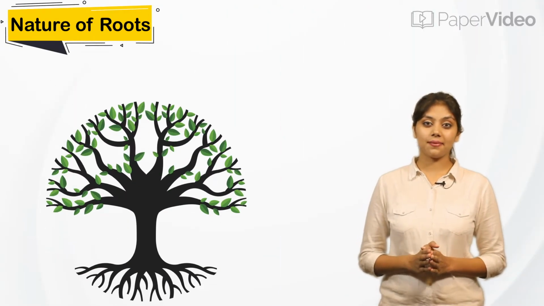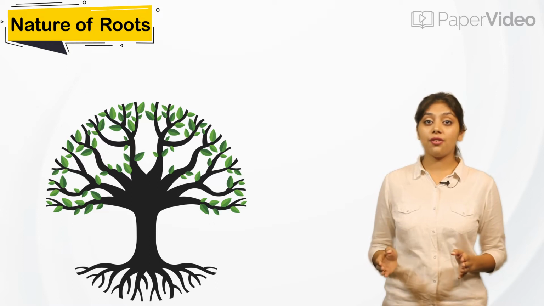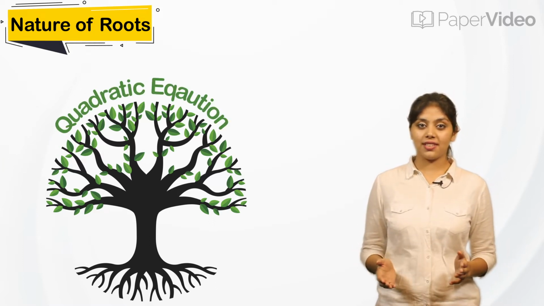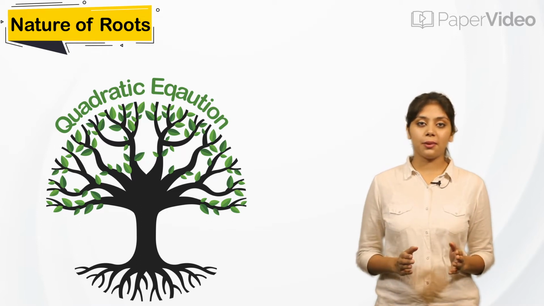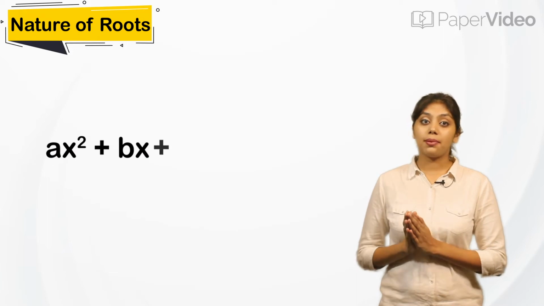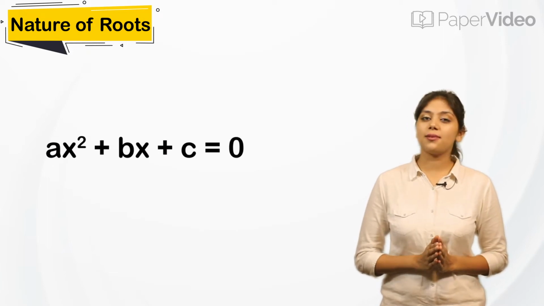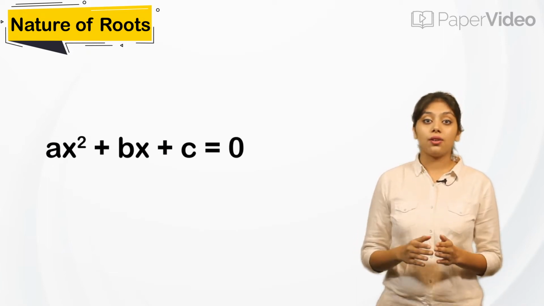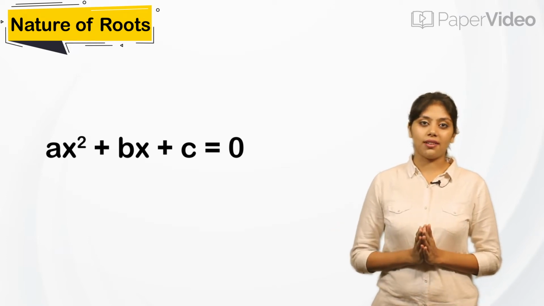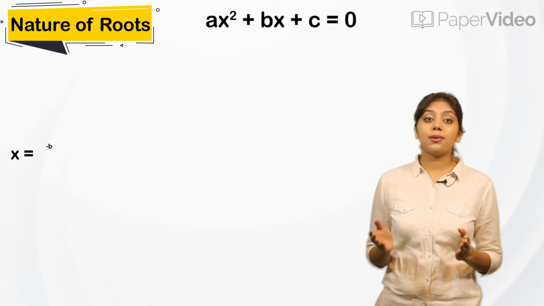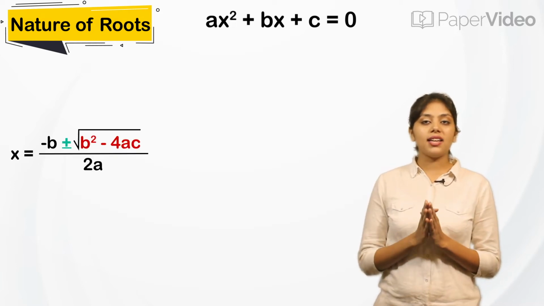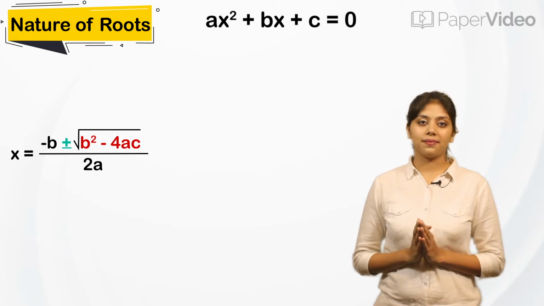Nature of roots. How do we define nature of roots of a quadratic equation? To answer this question, let's consider a quadratic equation in its standard form. That is, ax square plus bx plus c equal to 0. We know that roots of a quadratic equation can be found using the quadratic formula. That is, x equal to negative b plus minus square root of b square minus 4ac over 2a.